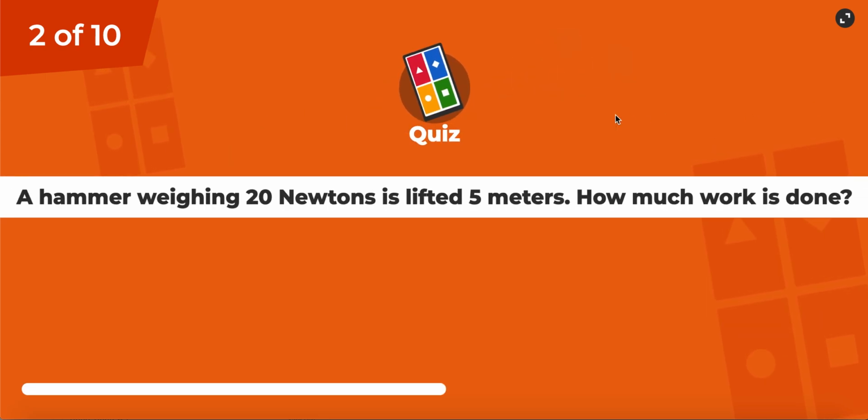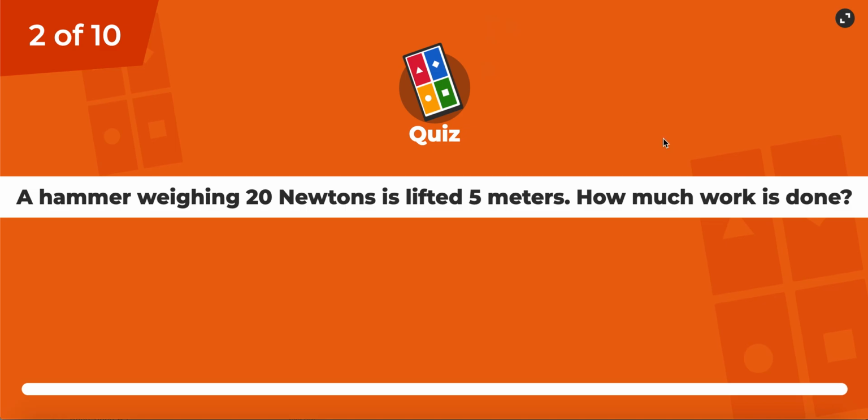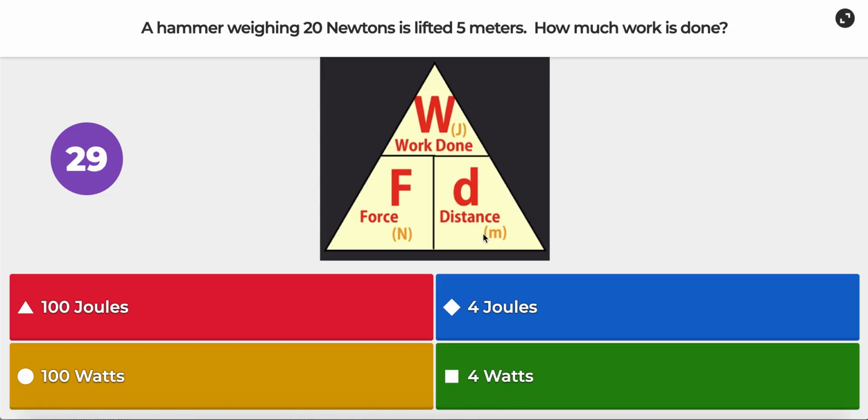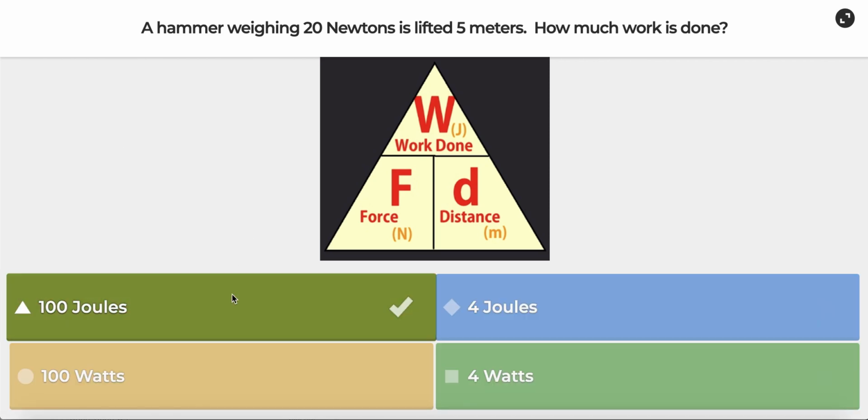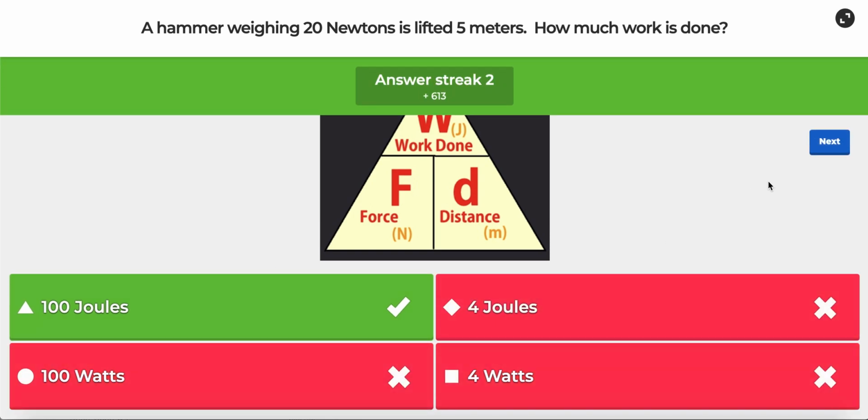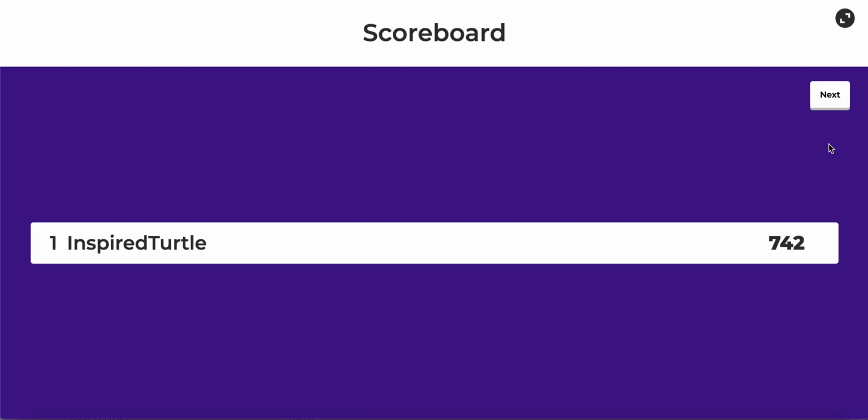A hammer weighing 20 newtons is lifted 5 meters. How much work is done? So we've got our formula triangle right here. We have 20 newtons, which is a force, 5 meters, which is a distance, and that means we're solving for work. We cover up the top here, the work, and we have force and distance side by side, meaning we multiply 20 by 5, and Newton meters becomes joules. So 20 times 5 is 100, and our unit is joules. Remember, you need to work for your joules. All right, next up.